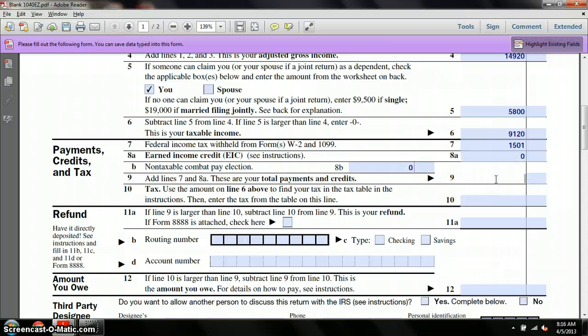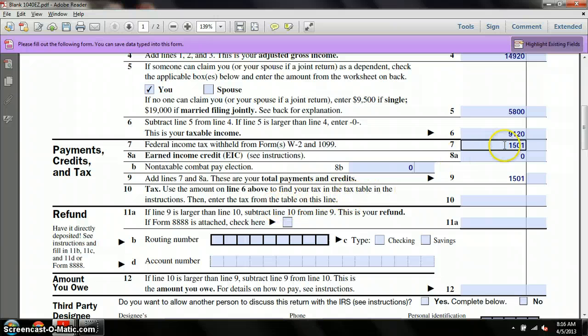In line 9 here, it says add lines 7 and 8A. These are your total payments and credits. Line 7, we can take 1,501. 8A, 0, so it's going to just transfer down $1,501. All right, line 10, use the amount on line 6 above to find your tax in the tax table in the instructions, then enter the tax from the table on this line.